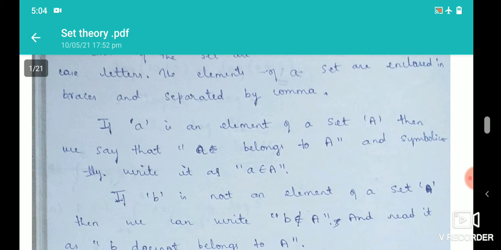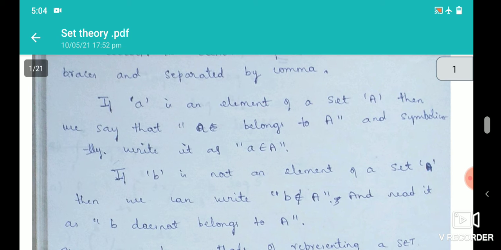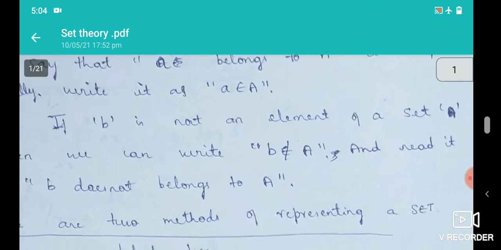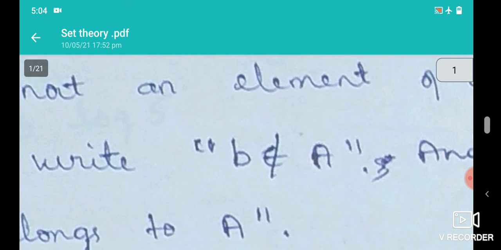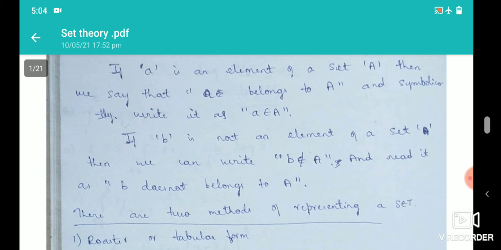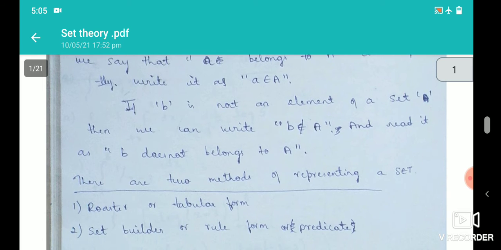And if some element, for example Virat Kohli, does not belong to A, then we use this notation. This is the notation for not belongs to. b does not belong to set A.